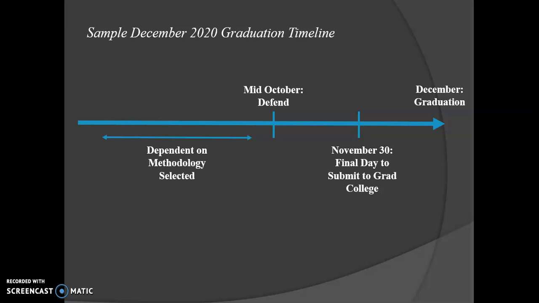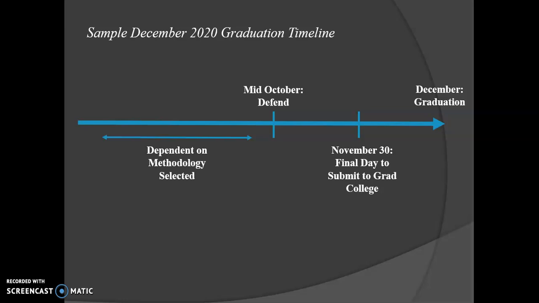What time do you need to make sure you can get to mid-October and defend well and successfully? It really depends on the methodology you design. Some methodologies take a little longer, some are a little more expedited. It really depends. Some designs you may need to conduct over the summer, and then you can revise and write your chapters 4 and 5 in August and September and be ready to defend. Sometimes it's not as lengthy, but you really have to consider the timeline before mid-October.